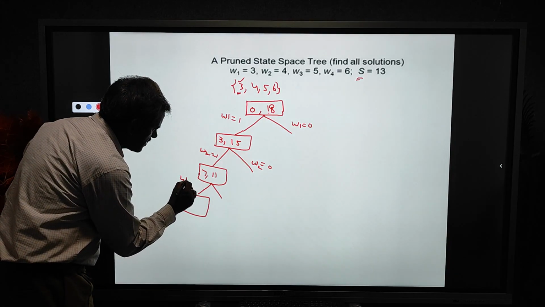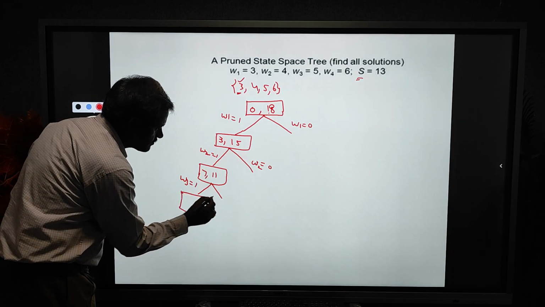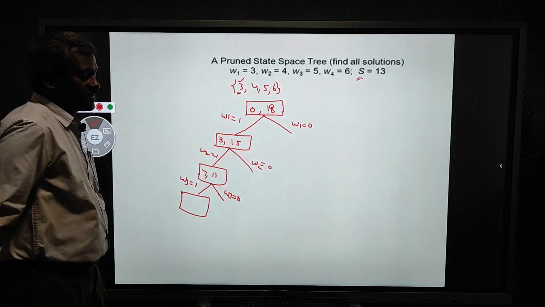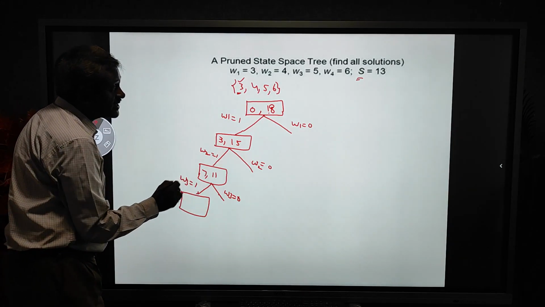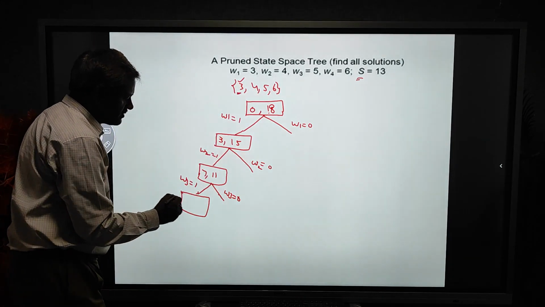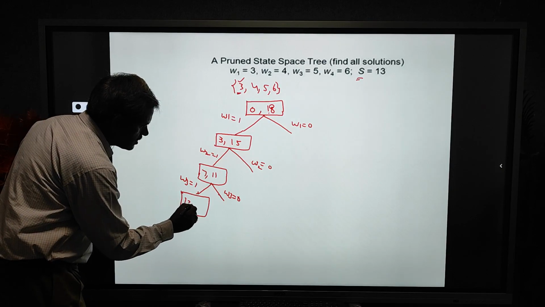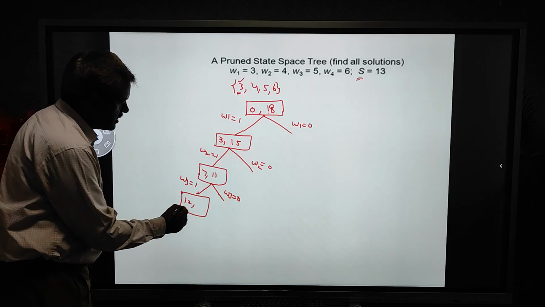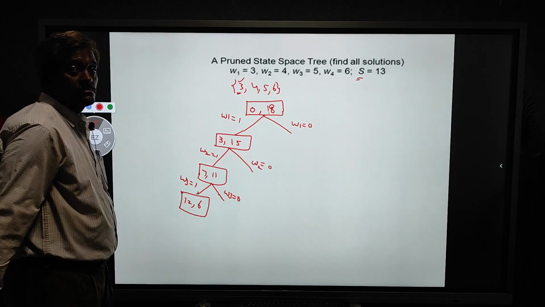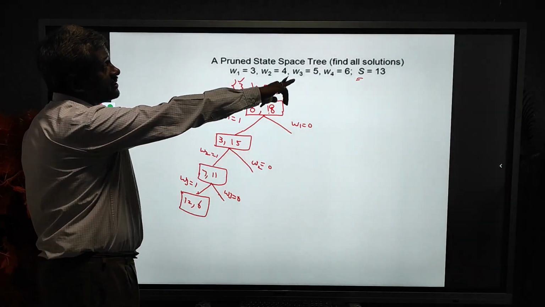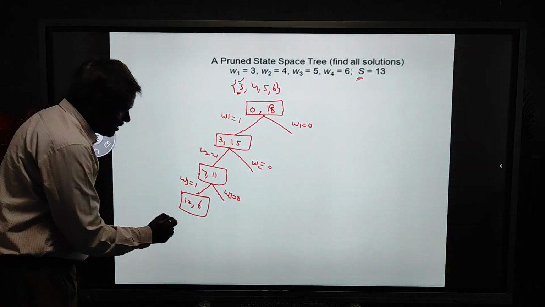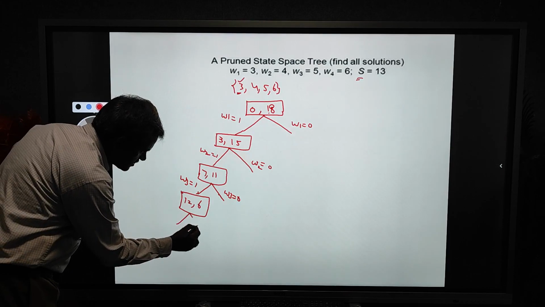that is, I am considering W3 or I am not going to consider W3. If I am going to consider W3, what is the next element? The next element is 5. So that is 12. 7 plus 5 is 12. And what remains? That is 6. Okay, now again, what should the sum be? That is 13. So it has not happened. Now I am going to go for the next solution also.